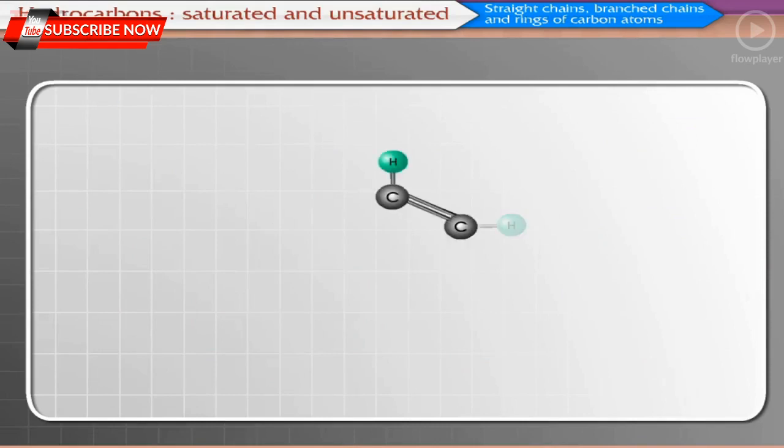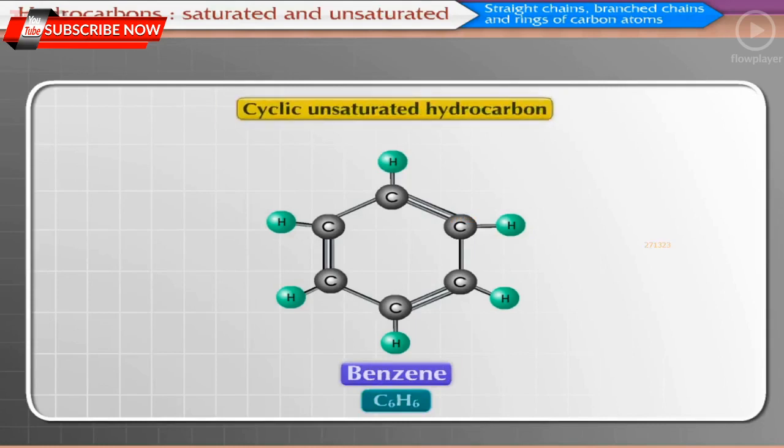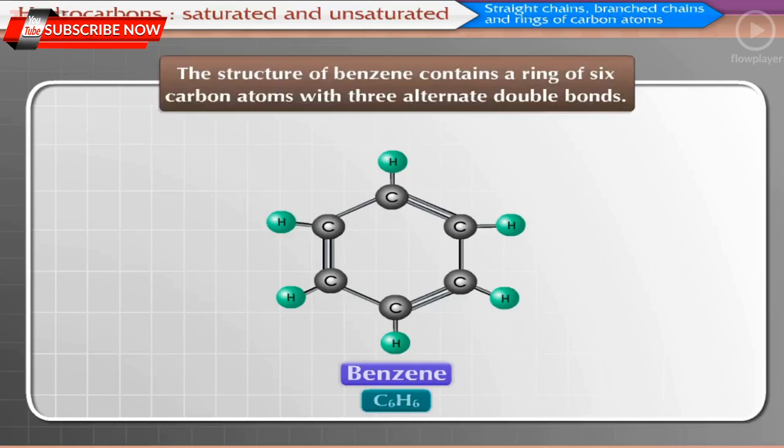Come, let us now see the structural formula of benzene. The molecular formula of benzene is C6H6. It is a cyclic unsaturated hydrocarbon. The structure of benzene contains a ring of 6 carbon atoms with 3 alternate double bonds. The compounds having this characteristic unit in their structure are called aromatic compounds.